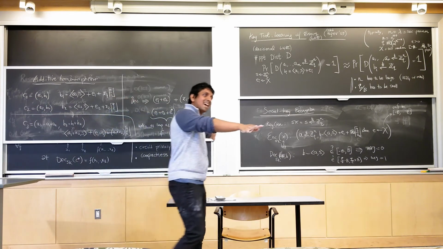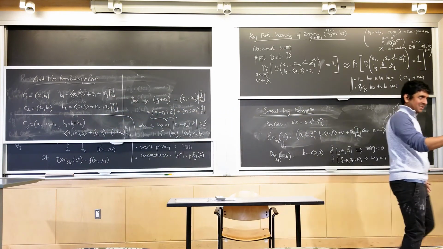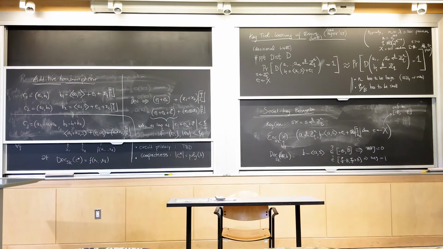So it is additively homomorphic with this catch. Does it make sense? If you want to add a million numbers, you have to encrypt with noise smaller than Q over a million. Otherwise it won't work. That's okay, no problem. That's fine.